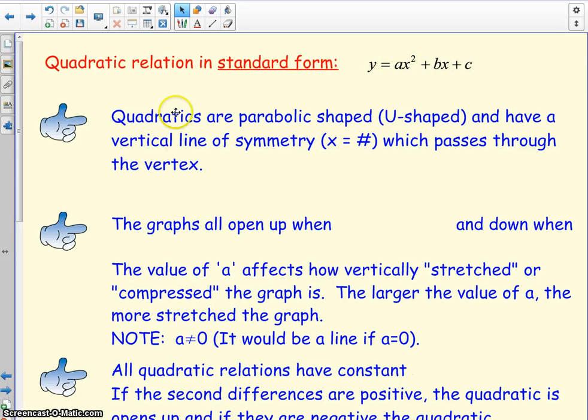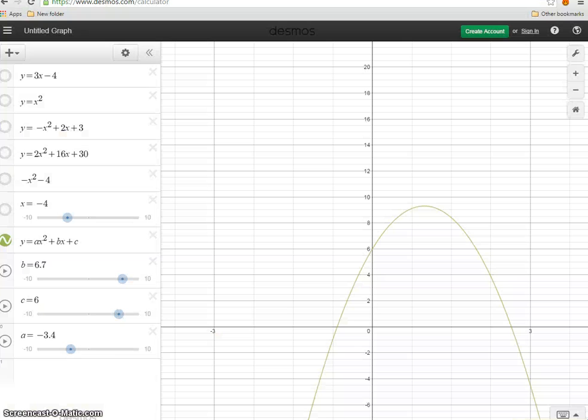What you've seen so far is that any quadratic that you've graphed is the shape of a parabola, or a U-shape, and there's a vertical line of symmetry that passes through the vertex. When we label the axis of symmetry, we label it with the x variable as well, because it is the equation of a line. Now let's take a look at how the graphs can change.